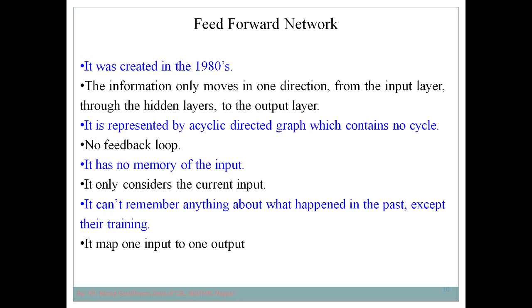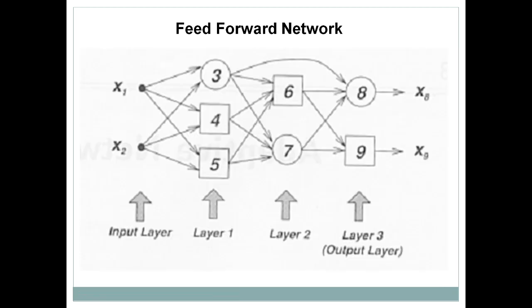The specialty of a feed forward network is that information only flows in one direction, that is from the input layer towards the output layer. Here you can see the structure of a feed forward network, where information flows in only one direction. Feed forward means you are moving information only in the forward direction, not in a backward direction. There is no provision in a feed forward network to provide feedback from the output layer to the input layer.